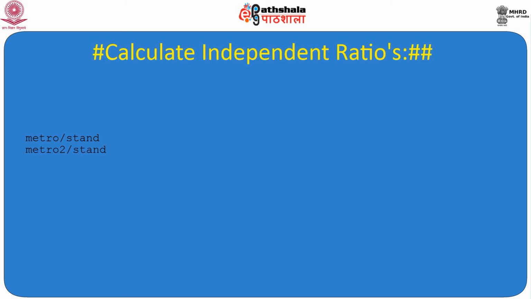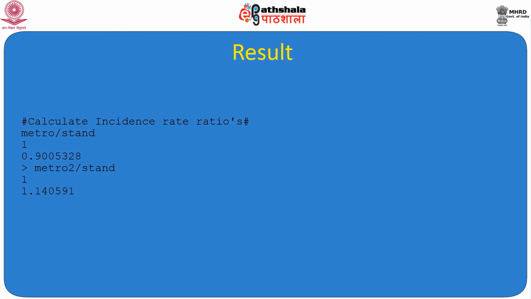Now, simple results to calculate the incidence rate with respect to standard for metro and metro 2: just metro divided by stand, and metro 2 divided by stand will give us the results. For metro with stand it is 0.90, so the incidence rate ratio for the metro arm is 90% or 0.9, within the limit of 0 to 1, and for metro 2 with respect to standard it is 1.14, which can be converted into a percentage as 114%.